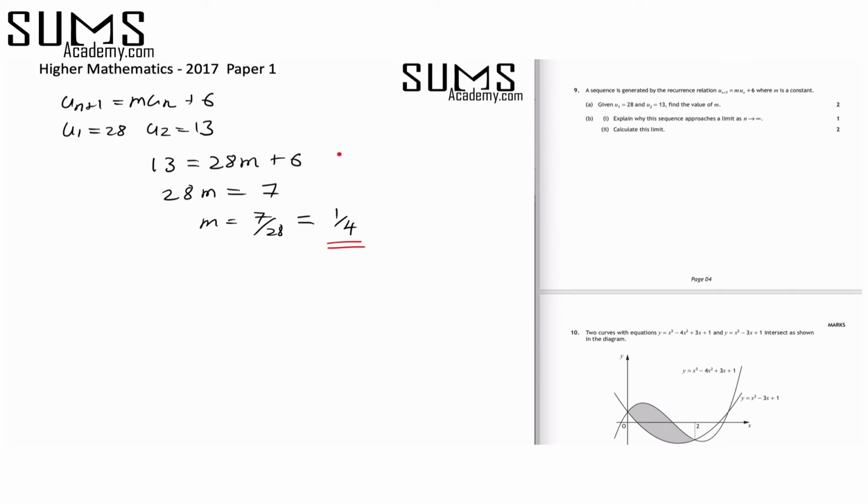So you get 1 mark for stating explicitly this thing here by interpreting the information. Then you get your 2nd mark for getting the correct value of m.